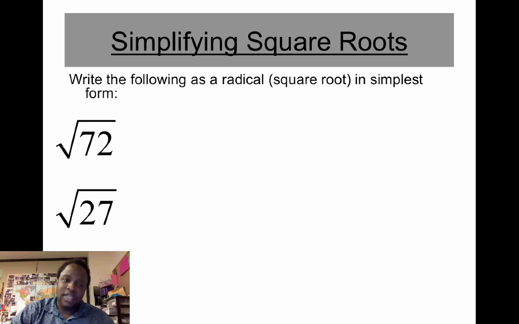So let's do some examples. Write the following as a radical in simplest form. Okay, so the square root of 72. Let's see here. So I'm going to use a pen.